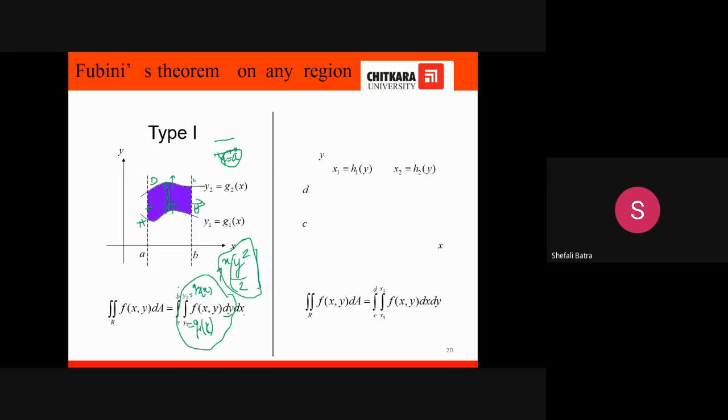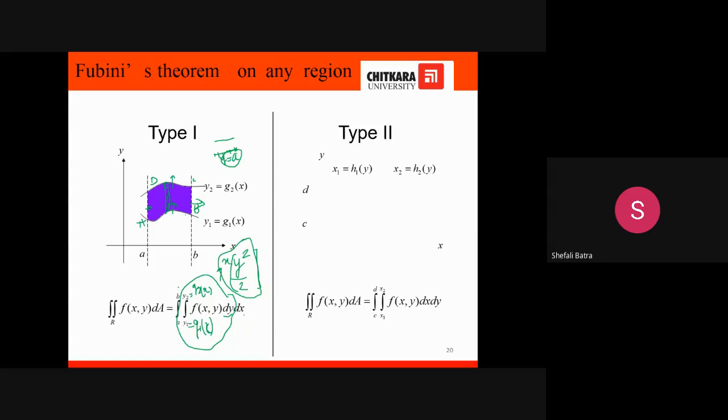Is it clear, beta? You need to keep a few things in mind. If you are making a vertical strip, you are writing the limit for y, and the limit of y should be in terms of x, and the limit of x would be constant. Because this is not a rectangle or a square. Only in the case of a square or rectangle, both limits would be constant. Otherwise, one would be variable and the other would be constant.